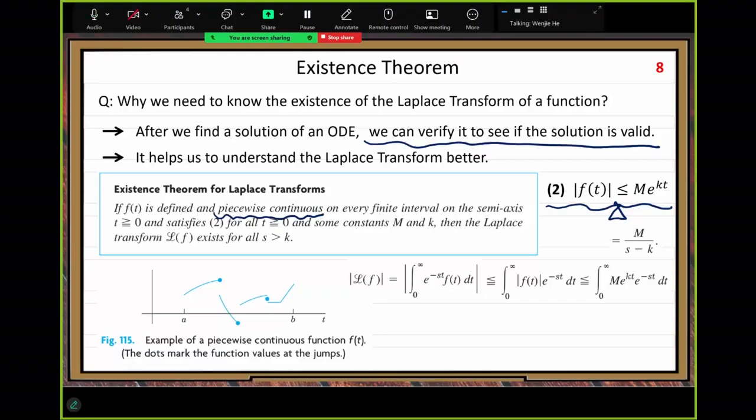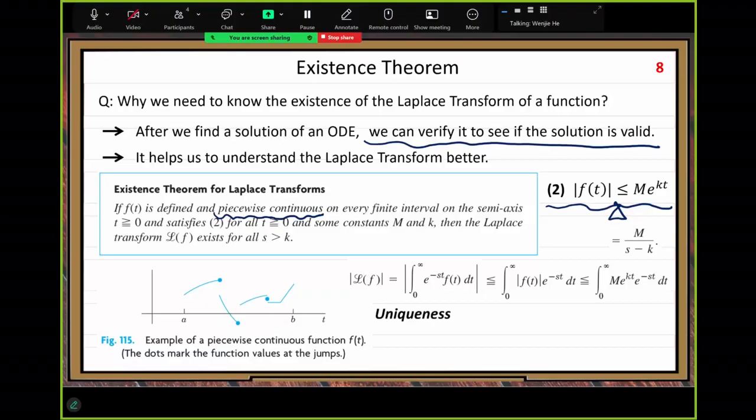Very easy to see that. If the exponent is 0, capital M, you take the integral to infinity, it does not converge. If it's positive, going larger and larger, it does not converge. But if it's negative, you can find the integral, so it converges. So it's an easy proof.